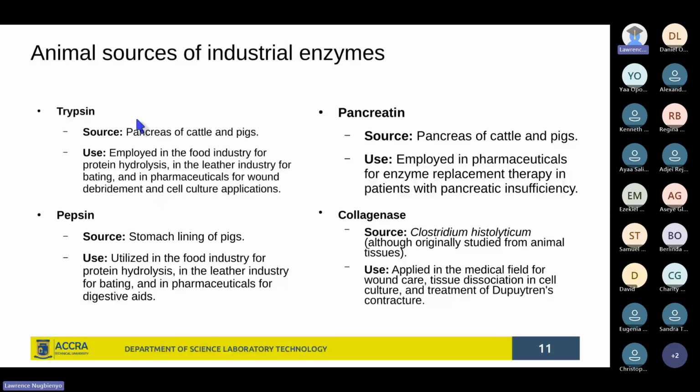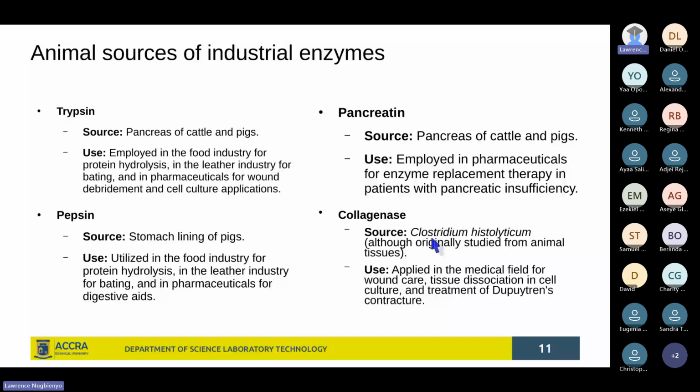You have pancreatin that can come from an animal. So all these enzymes, trypsin, pancreatin, pepsin, collagenase, come from animal sources, except, okay, for this last one, collagenase, we can say it's coming from some microbial source.